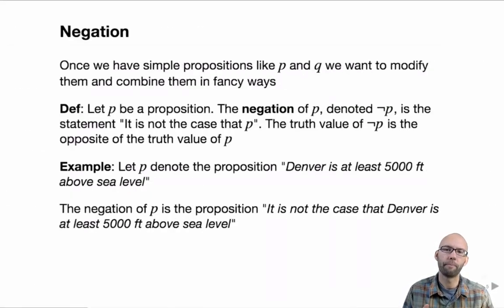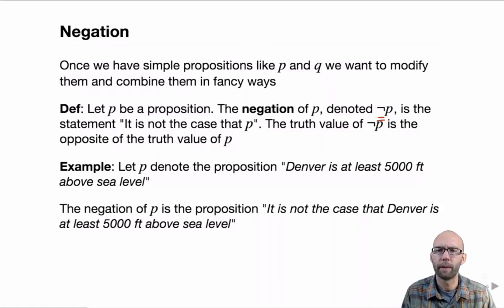Okay, so now we want to take some of these simple atomic propositions like P and Q, and we want to start modifying them and combining them in fancy ways so we can say more interesting things. The simplest modification that you can do to a proposition is to negate it. If the symbol P is a proposition, the negation of P is denoted by putting this little minus sign with a little crook on it.